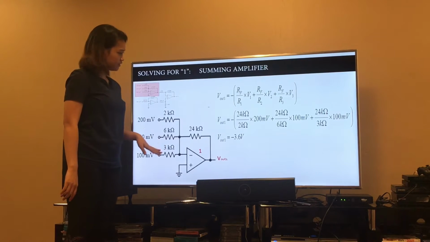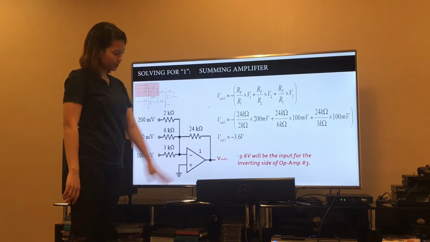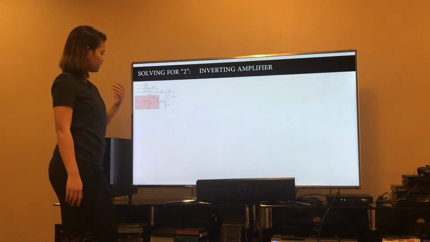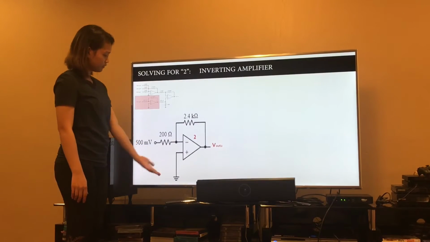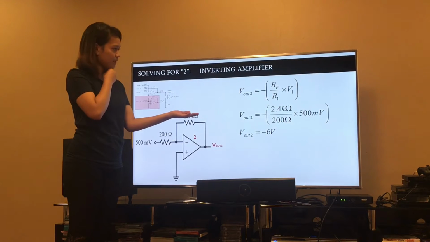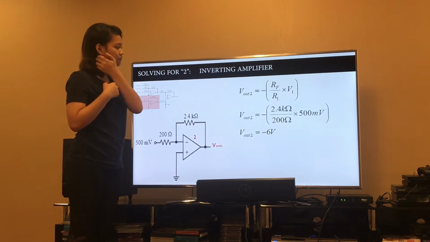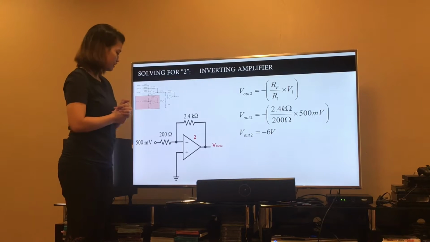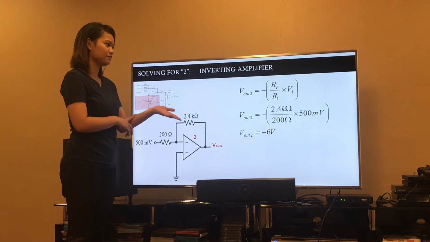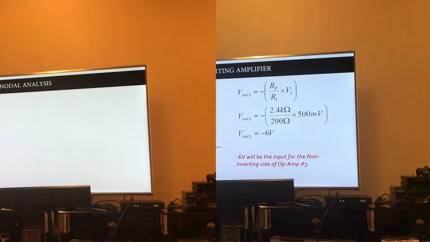We just substitute all the given values here and arrive at the answer, negative 3.6 volts. The second step is the inverting amplifier, and here is our model. The following is the formula for the inverting amplifier. Output voltage 2 is negative RF times V1 over R1. Again, substitute all the values: negative 2.4 kilo ohms over 200 ohms times 500 millivolts. The answer is negative 6 volts.